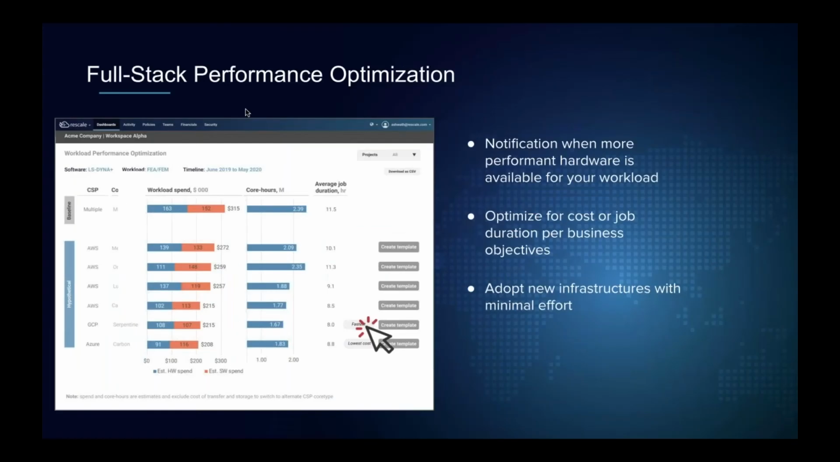Just focusing on one aspect, with the full stack performance optimization, you have the ability to look into your jobs that are run on the platform, and you can optimize either for software license costs or hardware costs. So it can also be optimized for your business objectives as well.